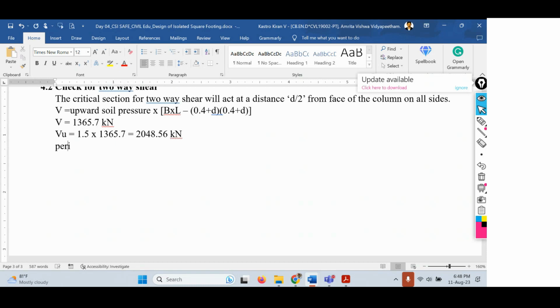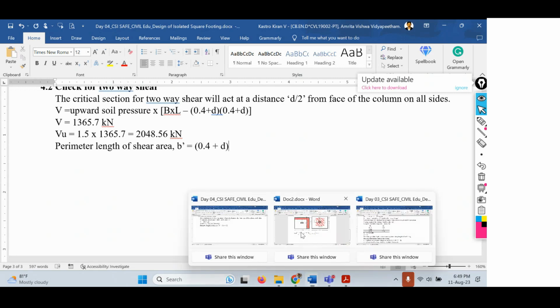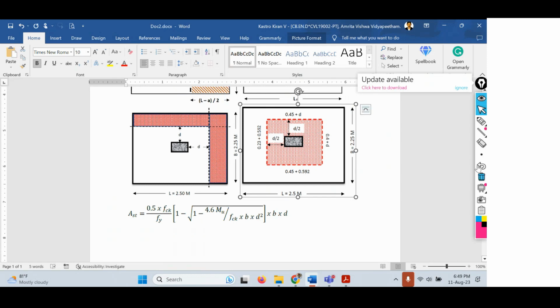Now the next thing is we have to calculate the perimeter length of shear area. I'm representing it with B dash, just like the previous thing. So how to calculate the perimeter length? 0.4 plus D into how many sides are there? 4 sides, because it's a square column. So this is one side, this is another side, this is another side, and this is another side. All the 4 sides are the same, so you can directly multiply by 4.